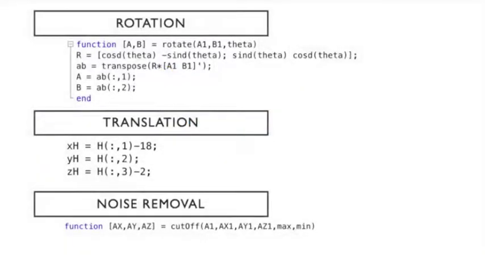There were 3 types of functions applied during the post-processing. The first was rotation. I wrote a function that took in the 2 axes that needed to be rotated and the degree to rotate them. Next, there was translation, where a shift value is added to the X, Y, or Z axis as necessary. And finally, there was noise removal, where data points outside of the well were removed.